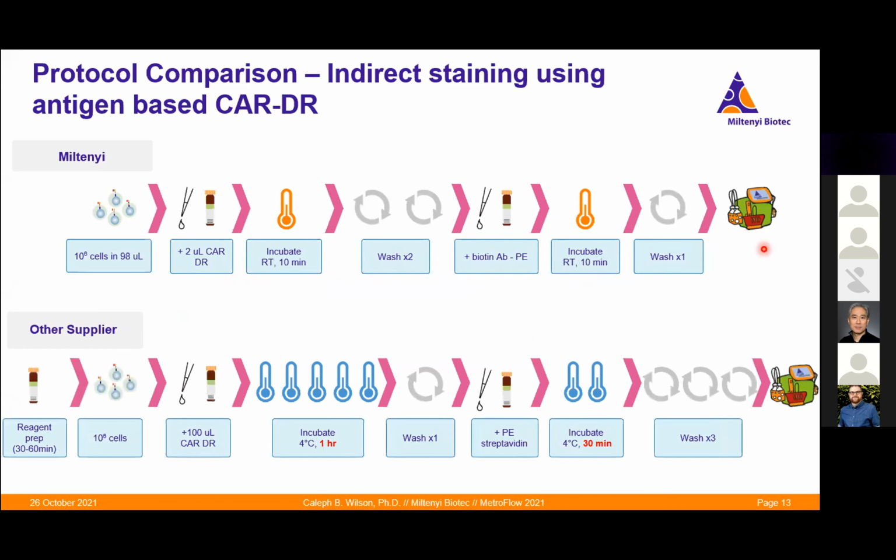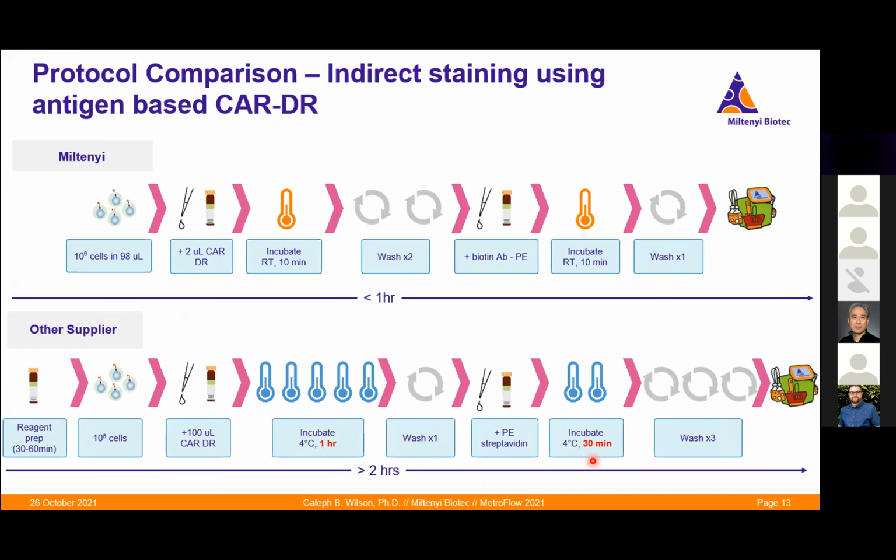For one of the suppliers, the key thing to point out here is that they have a lot more process. They have an hour incubation, they have reagent prep, and then a second incubation of 30 minutes. So this entire process is 2 hours, whereas the Miltenyi staining process is 1 hour. The advantage to that is when you're thinking about handling cells and doing all the work, the longer the process takes, the more you're handling cells, whether it's RUO or a clinical environment, that potentially leads to more mistakes and more error, plus more time to get the work done.